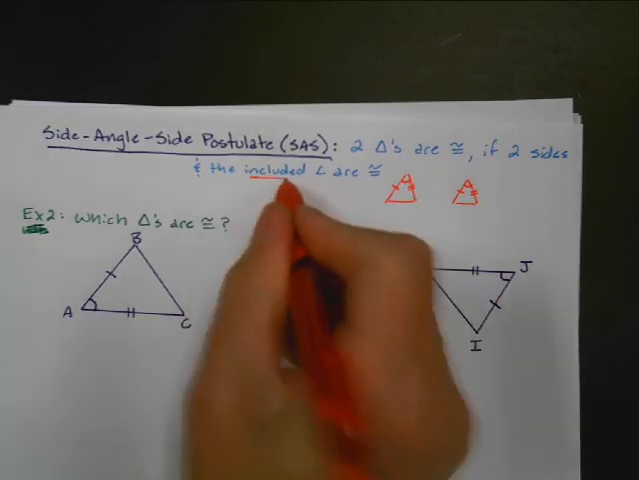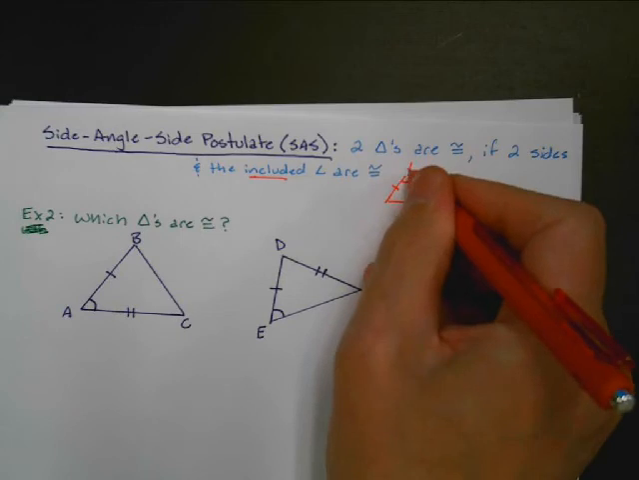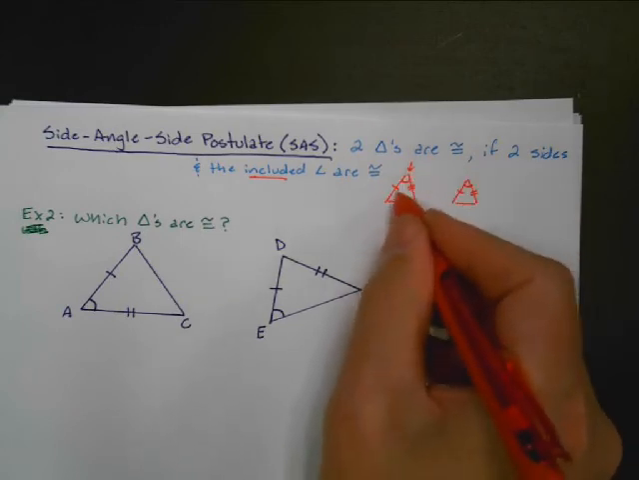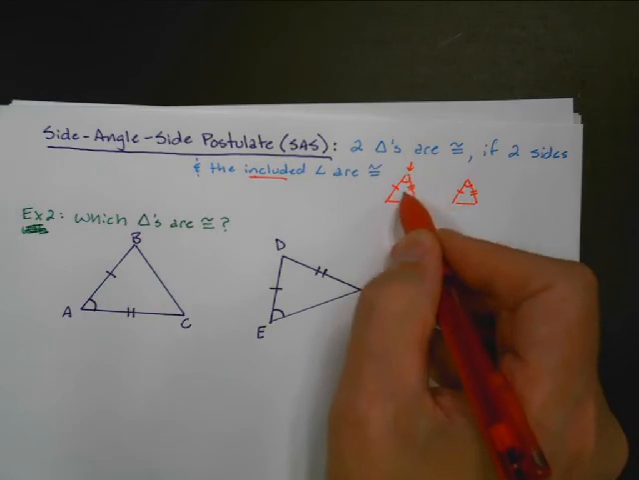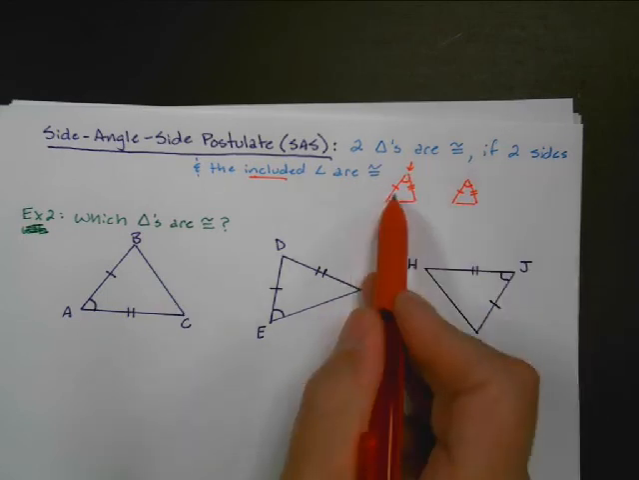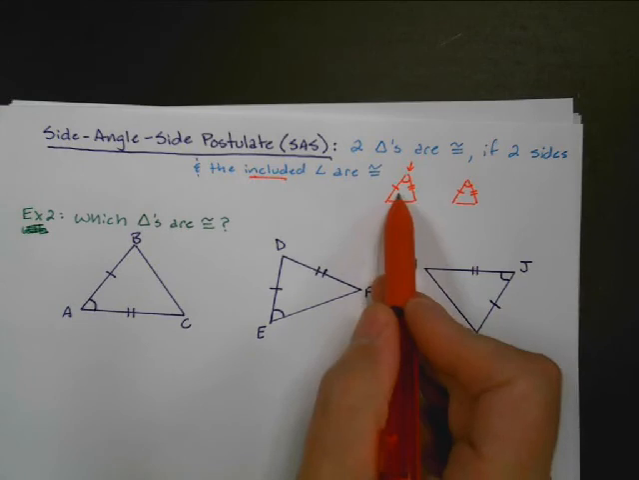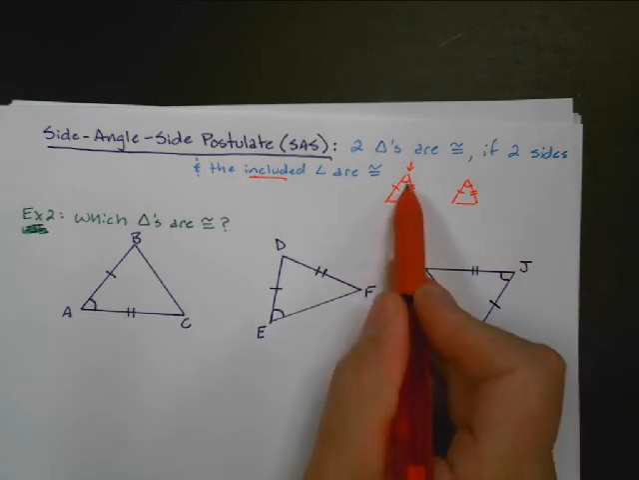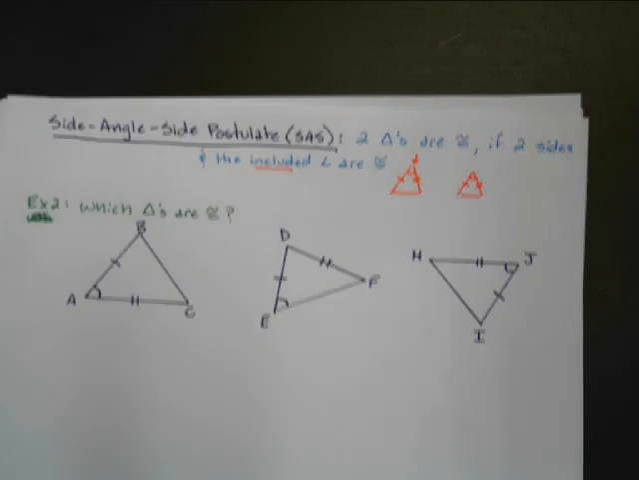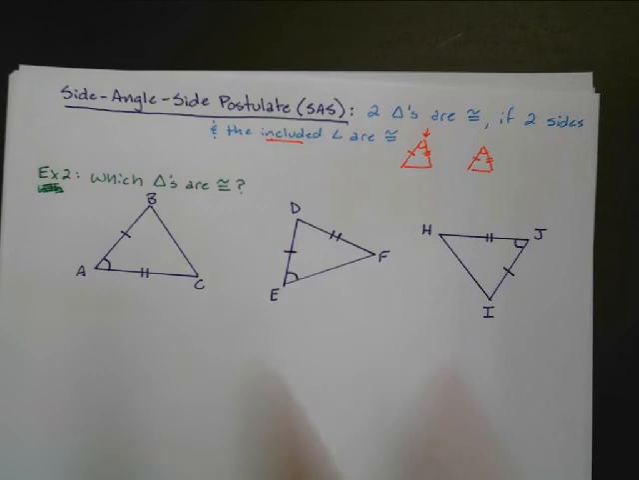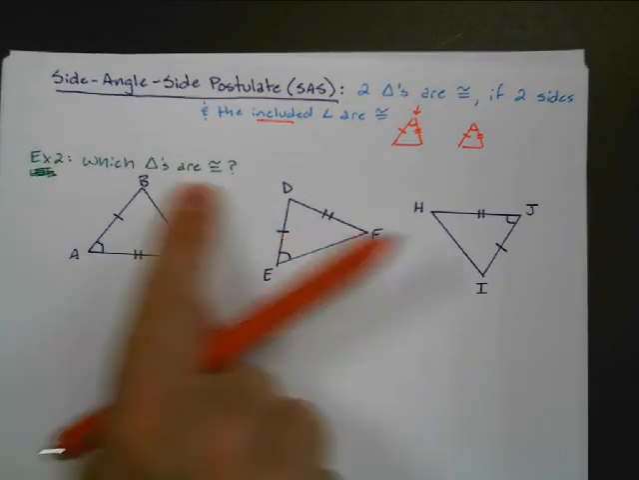The word included just means the angle right in between the two sides there. So this only works if the angle is right in between. So now we can say that this is side angle side. Those two triangles have to be congruent because they have two congruent sides and the included angle, the angle right in between.